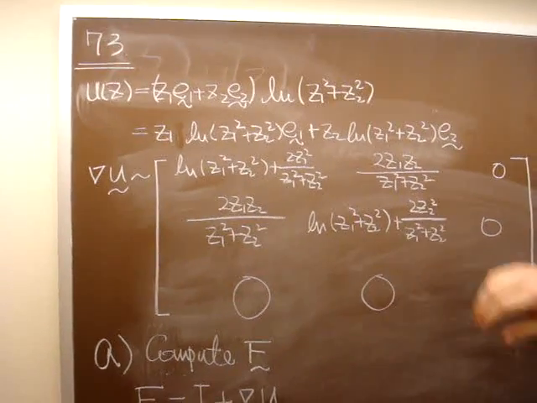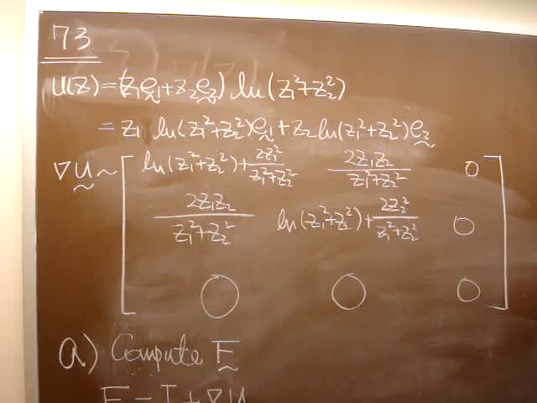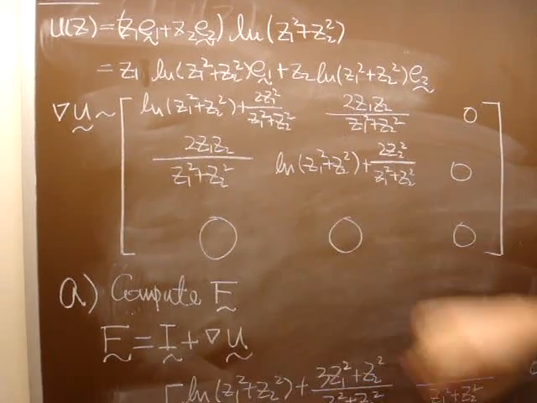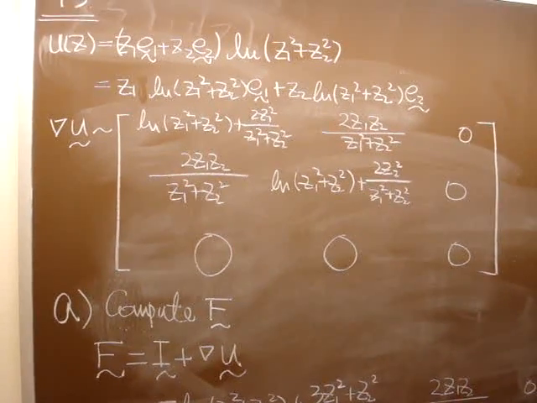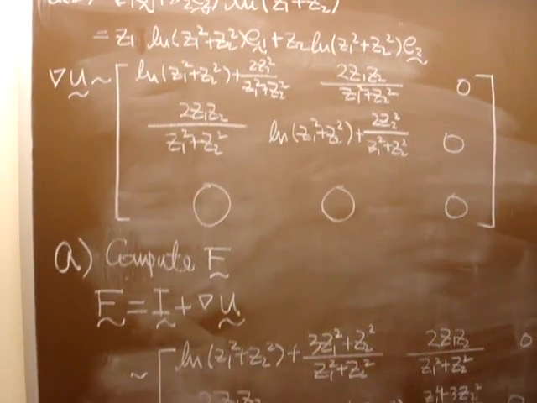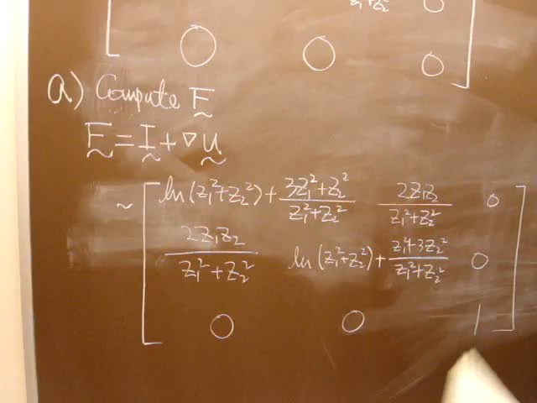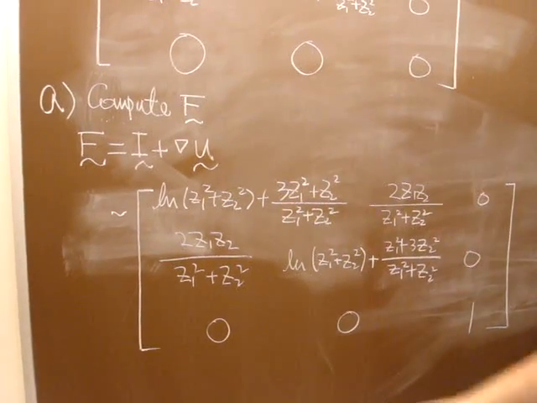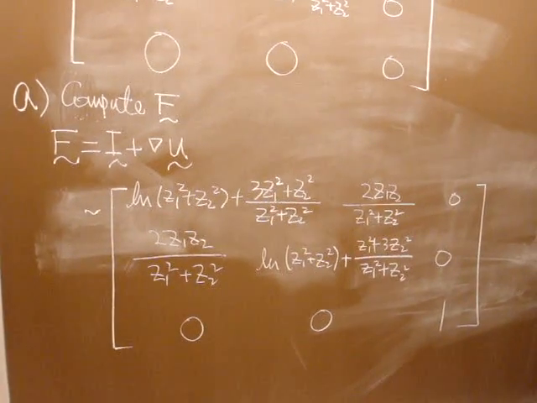Okay, and the problem statement for 73, it gives us this displacement map. And once we distribute it, we get the gradient in this matrix. And once we get F, for part A, it asks us to get F. And so we add the identity matrix to the gradient of U, and this is what we get.